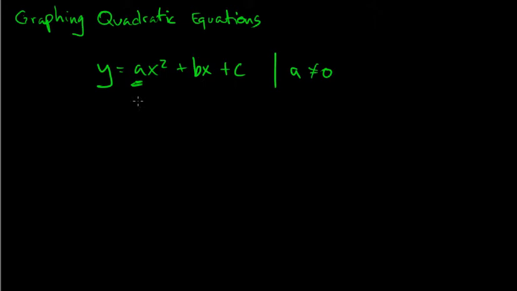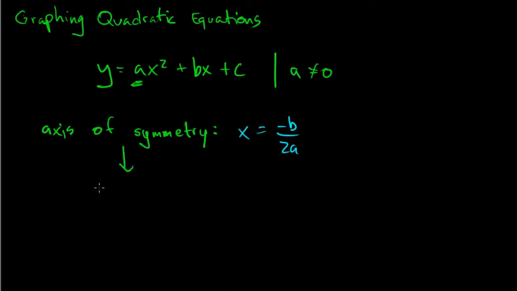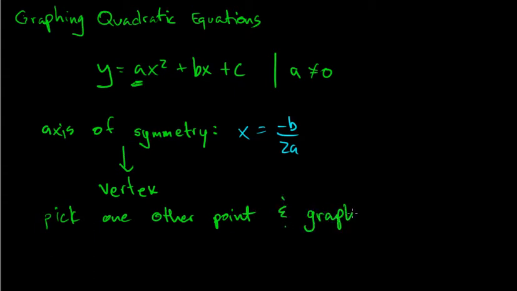To graph a quadratic equation, the simplest way is to first find the equation for the axis of symmetry, which is that x equals negative b over 2a. Use this value of x to find the vertex of the parabola. And then once you know the axis of symmetry and the vertex, pick one other point and graph it. Let me show you what that means.